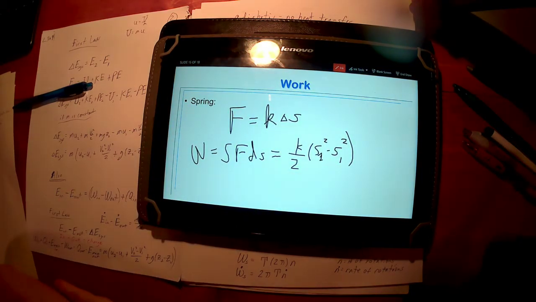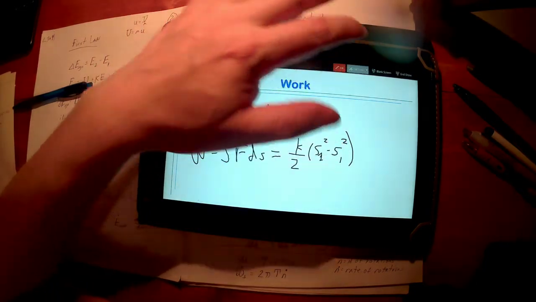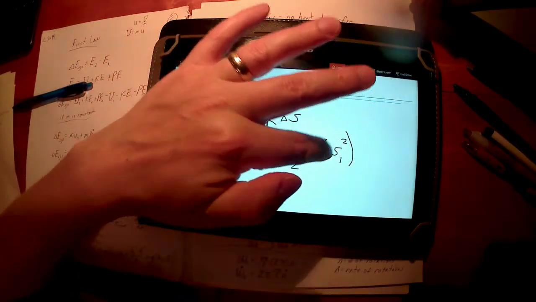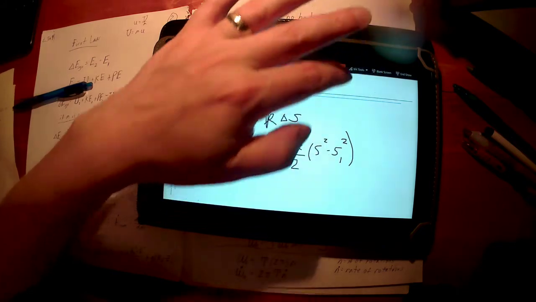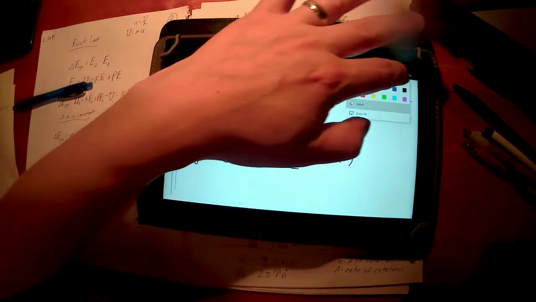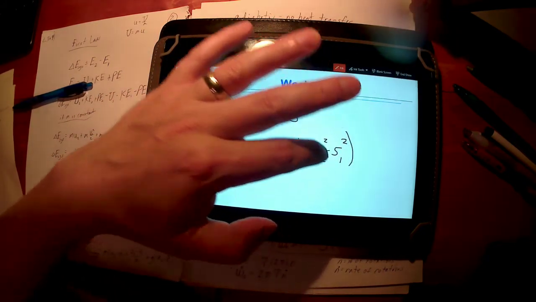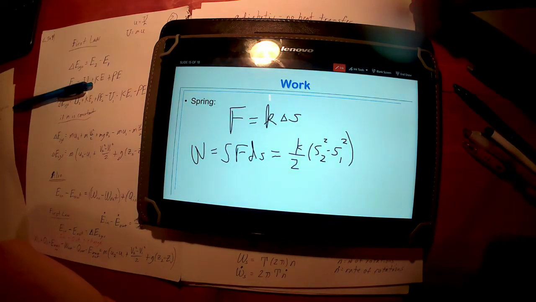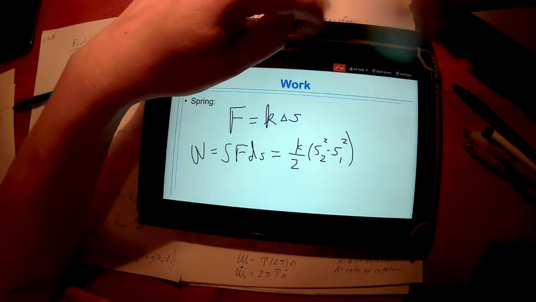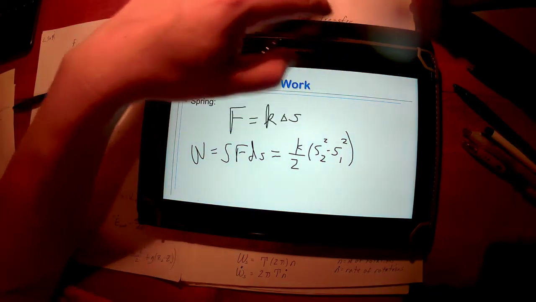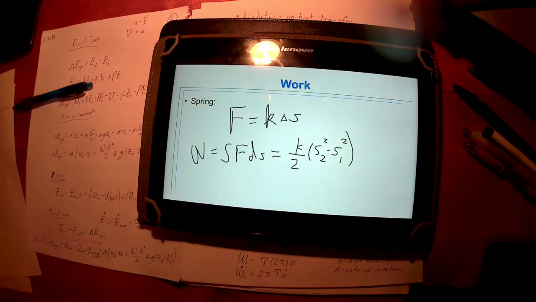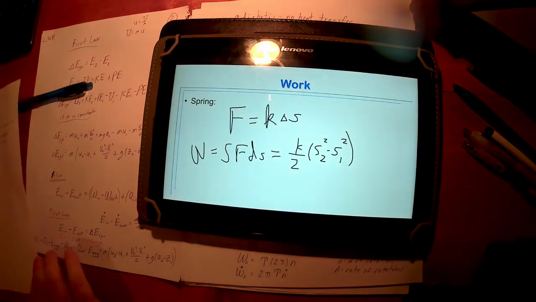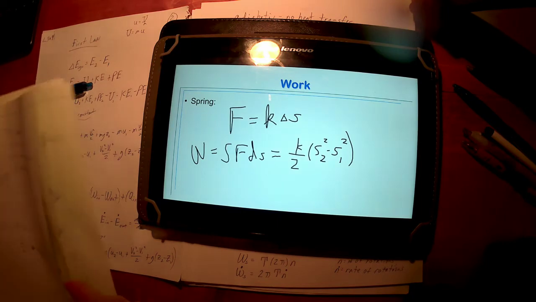So if I need to know how much energy is stored in a spring or how much energy the spring releases, I need to know the change in the length of the spring in order to be able to do that. And you'll have to analyze, is that energy being put into the spring or is the energy being released from the spring? And that'll help you determine whether that's work going into the spring or work going out of the spring.